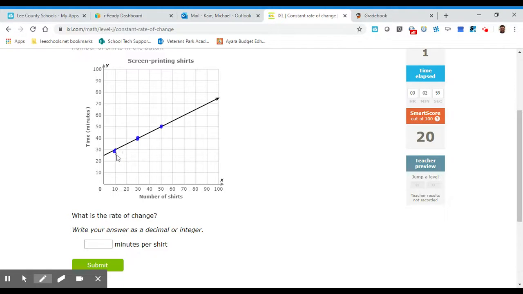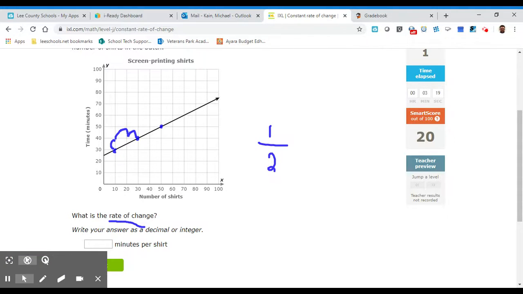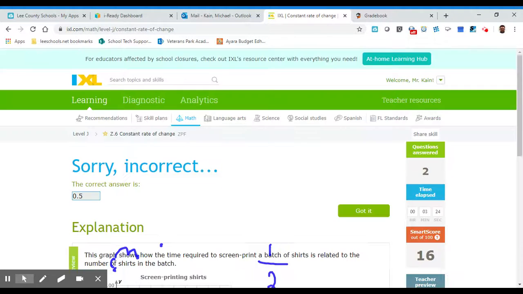So what is my rise over my run? My constant rate of change. My rise is 1. My run is 2 units. Since we're dealing with tens, it'll still simplify to 1/2. So it's going to be 1/2 of a minute per shirt when we simplify it down.